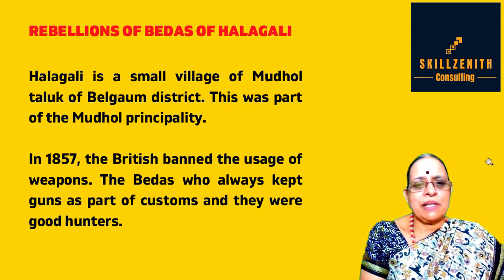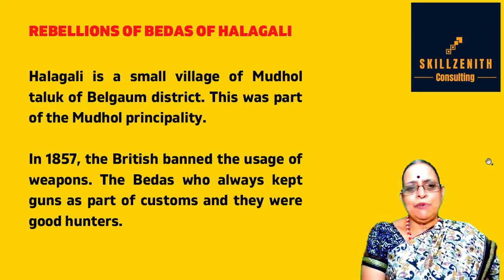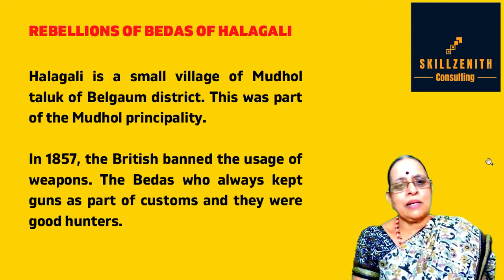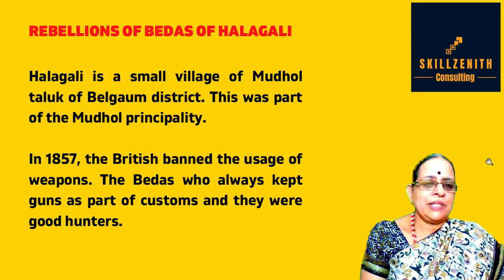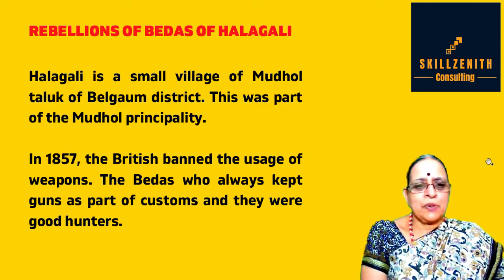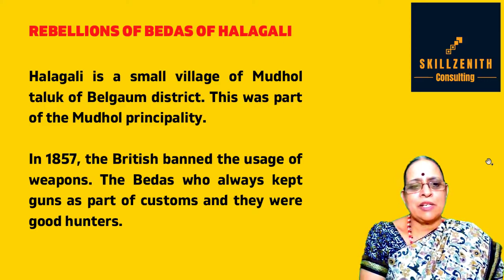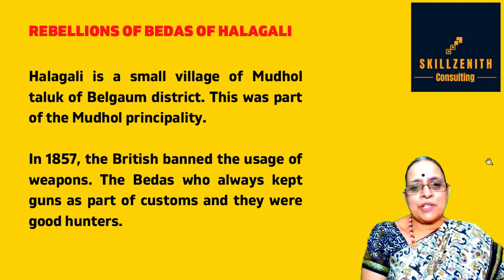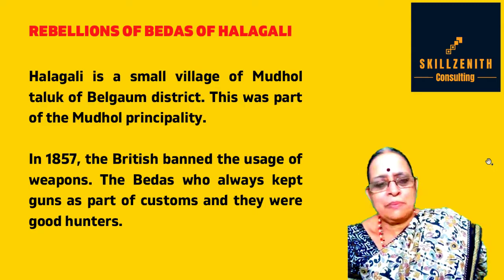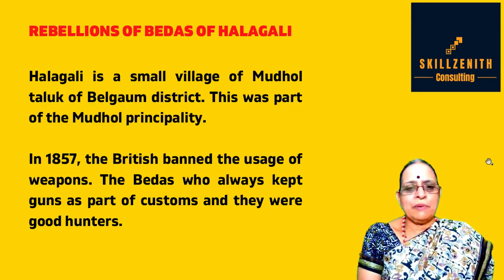In 1857, the British banned the usage of weapons. So in the year 1857, what did the British say? They said that nobody should carry weapons. The Bedas naturally move around their regions with weapons. They always keep bows, arrows, and swords with them. But the British said that they should not use any weapons. The Bedas always kept guns as a part of custom, and they were good hunters. Bedaru means hunters. They are famous for hunting, and they have their own community.